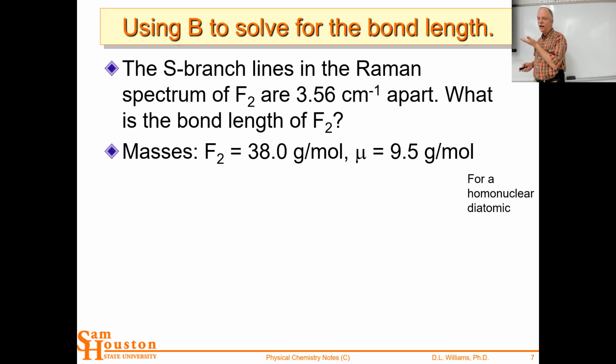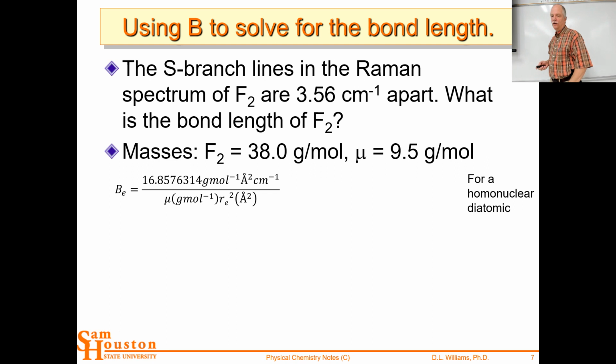And so here's an example. I have F2, and calculating the reduced mass at 38 grams per mole for each fluorine, the reduced mass is 9.5. And I see that the S branch lines in the Raman spectrum are 3.56 wave numbers apart. And so I can use that information to get the bond length in this molecule.